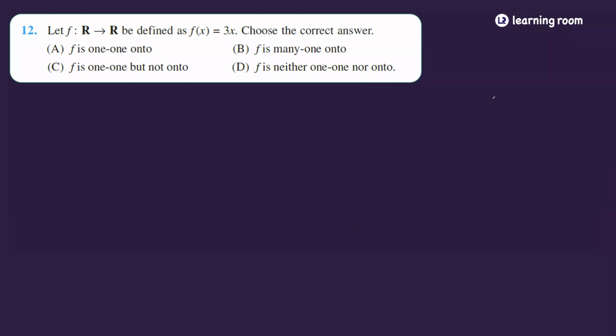What about this one? f of x is equal to 3x. Choose the correct answer. It's both 1, 1 and onto. It has an inverse existing. Why is it 1, 1? By now you should have got the steps. You will take x1 comma x2 belongs to R. So f of x1 is 3x1, and 3x1 is equal to 3x2. The 3s get cancelled. Done.